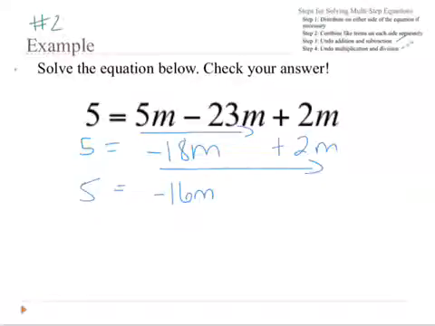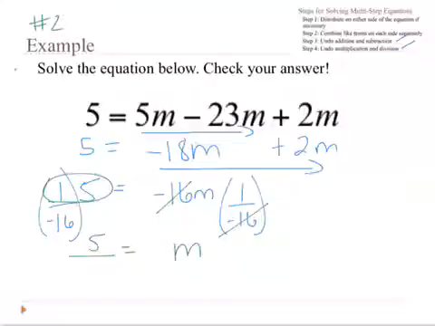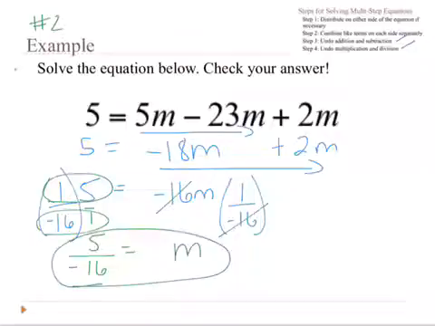Undo multiplication, division. Now to undo this negative 16m, I could divide both sides by negative 16, or I could multiply by the reciprocal. It's the same thing. To give you a little different view, I'm going to multiply this one by the reciprocal. As you can see, the 16s will cancel, leaving me m. And on the left-hand side, I have 5 times 1, which is 5, over 16 times negative 1, which is negative 16. So negative 5/16 equals m.